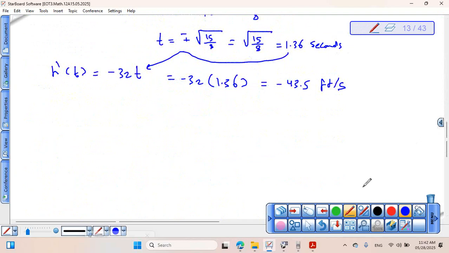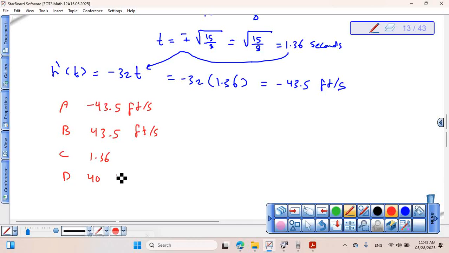The question may come in the final exam as multiple choice, A, B, C, D. Velocity equals negative 43.5 feet per second, or 43.5 feet per second, maybe here 1.36, maybe here 40 feet per second squared, feet per second. Which one is right? A, the first one.